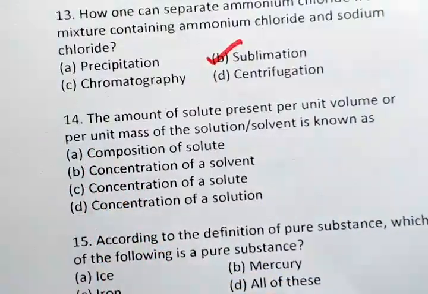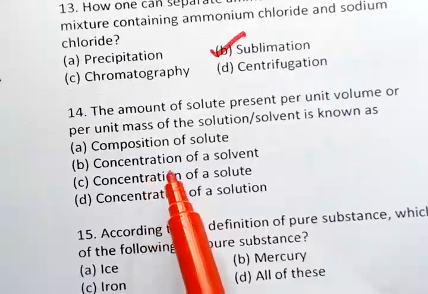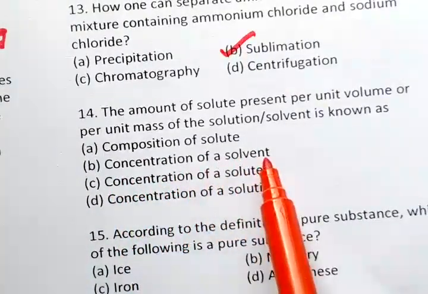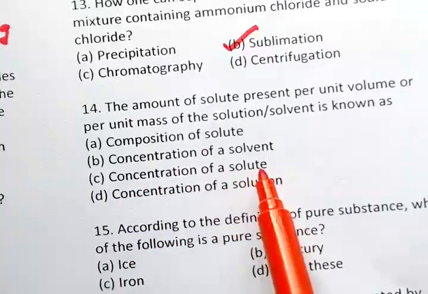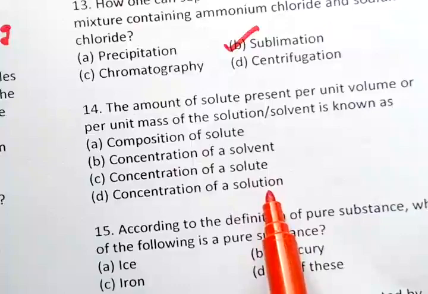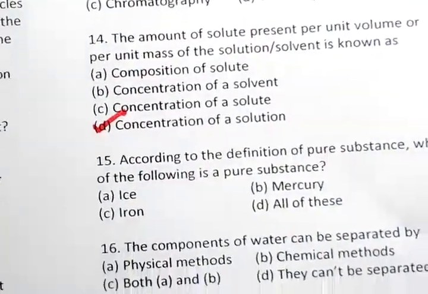The amount of solute present per unit volume or per unit mass of the solution or solvent is known as. The amount of solute means smaller quantity present per unit volume or per unit mass of the solution. Okay, composition of solute, no. Concentration of a solvent, no. Concentration of a solute, we never used to say like this. Concentration of a solution is the correct answer. Correct? Okay.